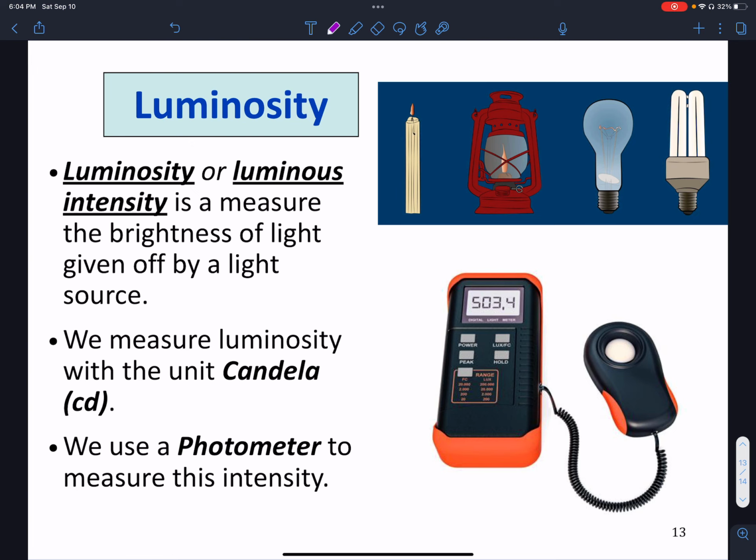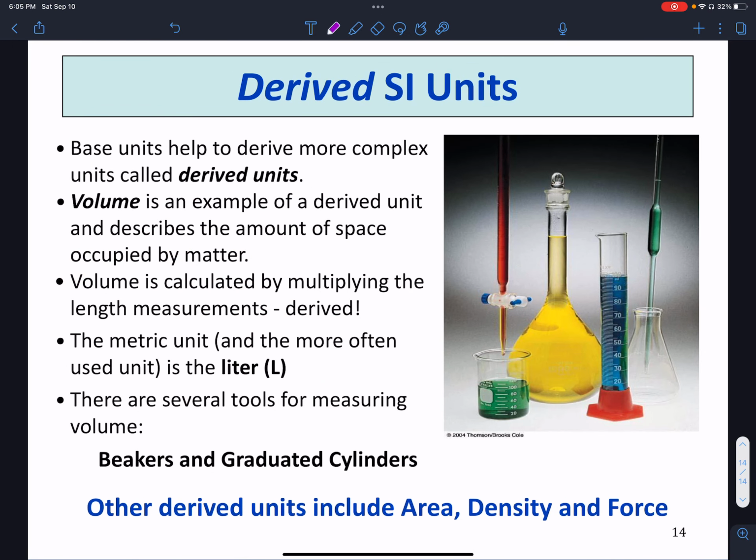And then finally, luminosity. This is another one that we're not going to see too much of, but just so you know, luminosity, also known as luminous intensity, is just a measure of the brightness of light that's given off by a light source. It can be a candle, a fire, a light bulb, a halogen bulb, whatever. If it emits light, then we can measure its luminous intensity. We measure that with the unit called the candela, abbreviated lowercase cd, and we use what's called a photometer to measure that intensity. Those are your 7 base units.